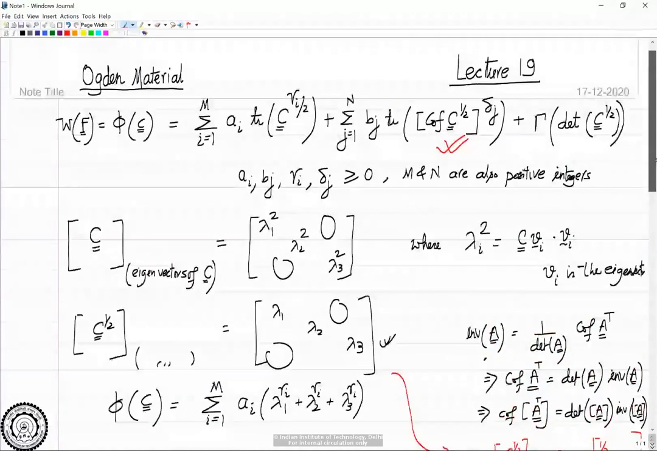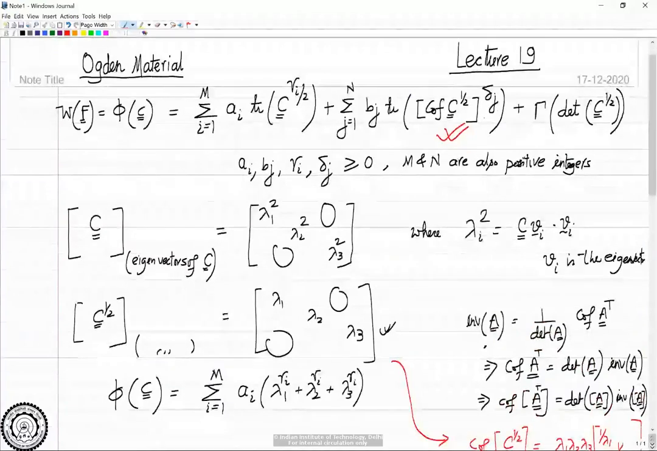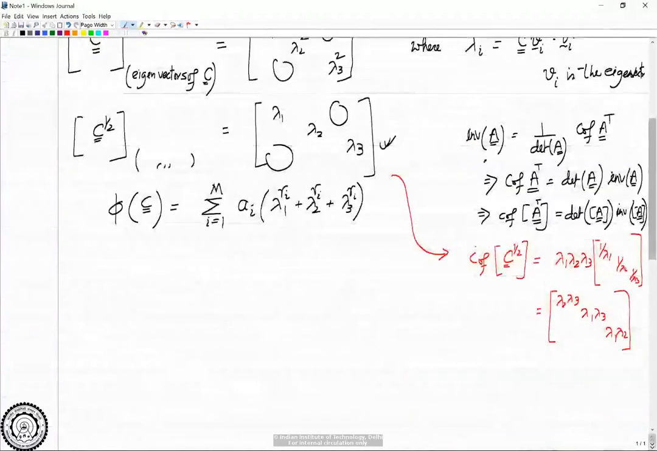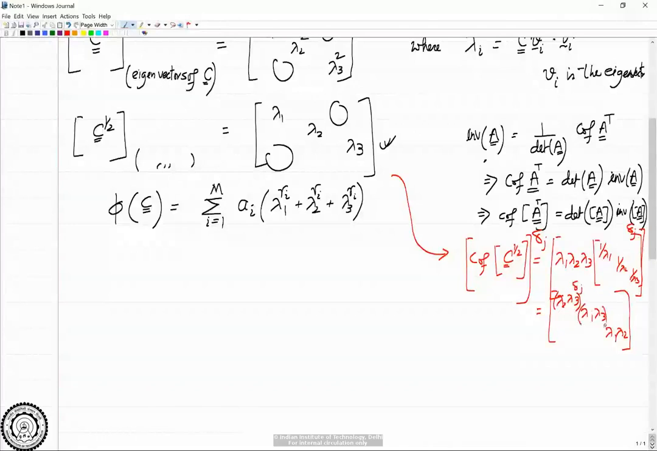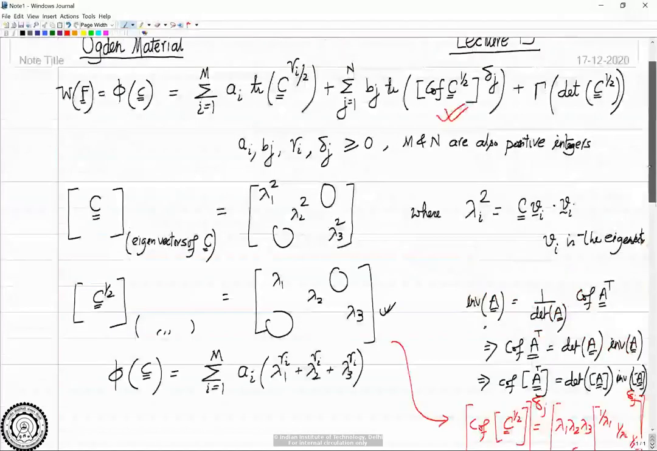And you can see what I have to do is, I have to also take the power delta J. So if I also want the power of it, I need to take the power on the right hand side also by delta J. And that power is going to go inside, right? Because it's a diagonal. Delta J, delta J, and delta J. And then trace simply means you have to sum the diagonals, right? That's what it is there.